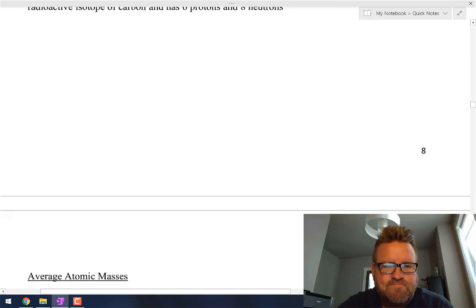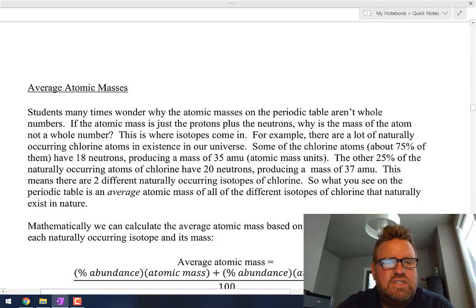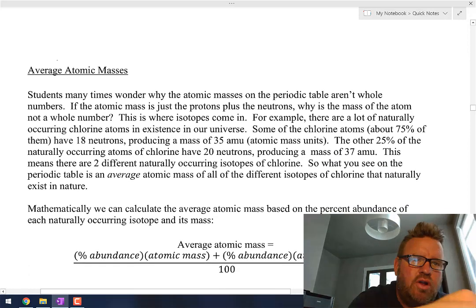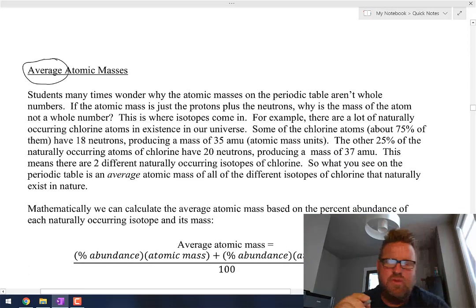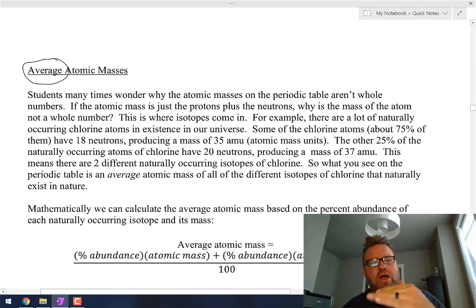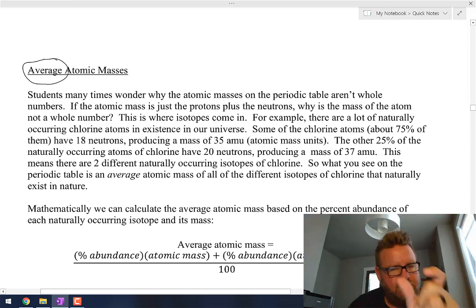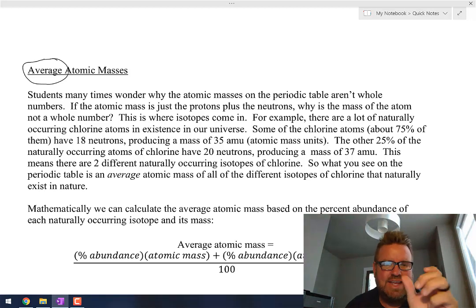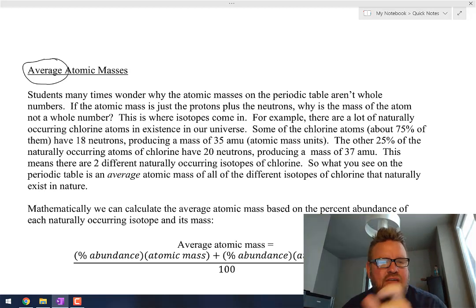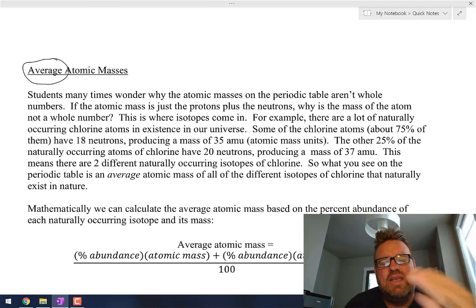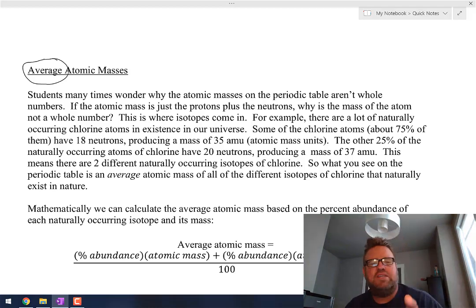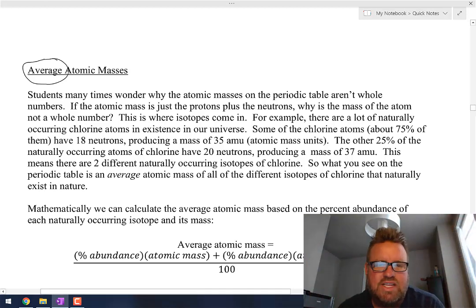Okay? Now, all of this leads to this idea of what are called average atomic masses. Remember that the number on the bottom of the periodic table for an element, as I said, it's the atomic mass of the element. Okay, but what I didn't tell you is, why is it not a whole number? Why did I say round that to the nearest whole number, and then you don't have to worry about the dot, the 0.01, whatever comes after the decimal point?